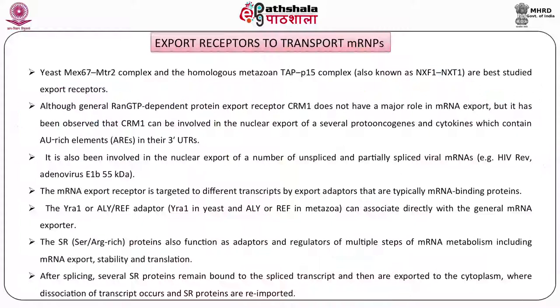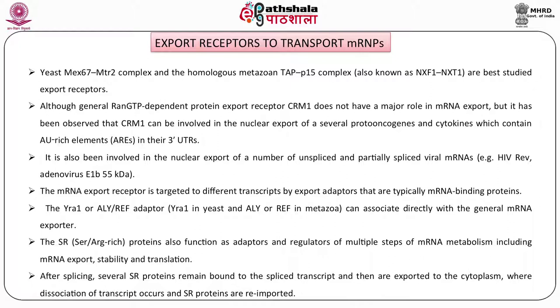The mRNA export receptor is targeted to different transcripts by export adapters that are typically mRNA binding proteins. Yra1 in yeast can associate directly with the general mRNA exporter. There are certain proteins that we call the SRs, which are serine-arginine rich proteins, that also function as adapters and regulate multiple steps of mRNA metabolism, including mRNA export, their stability and translation.